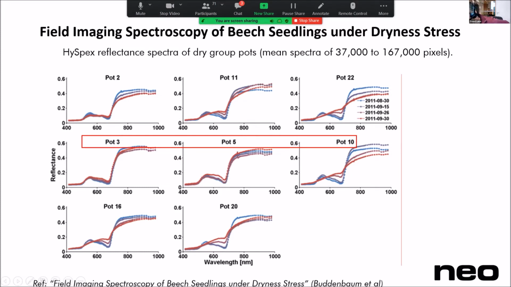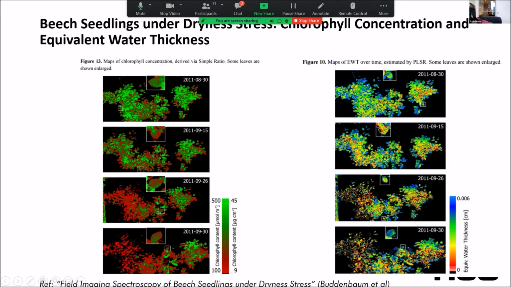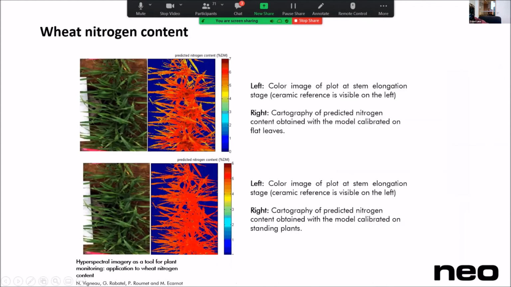So, spectroscopy of beech seedlings under a dryness test. I don't know much about the experiment, but yeah, here you have some water thickness and chlorophyll content on the right and left side. This is from a crane, I think, above the plants. Same here, you have wheat nitrogen content.